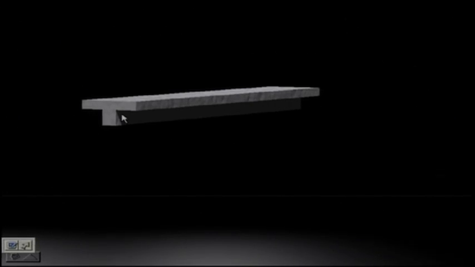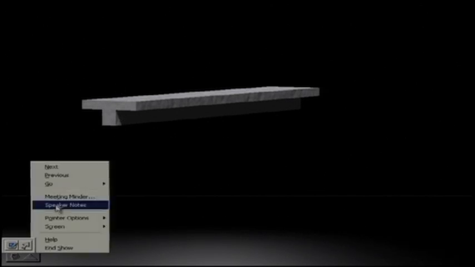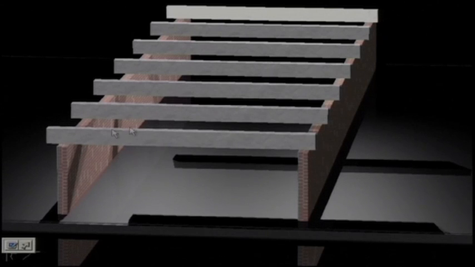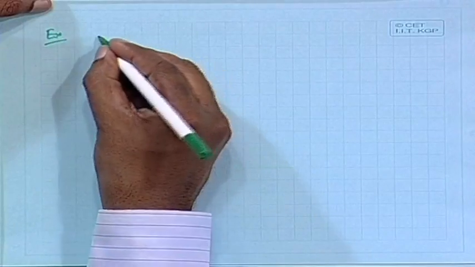So, what we have to find out in this case, if we take a flange, it has a particular spacing. Let us take one problem having flexure as well as shear, and we shall take care of both. So, let us write down the problem first.